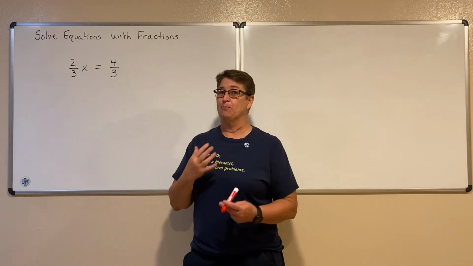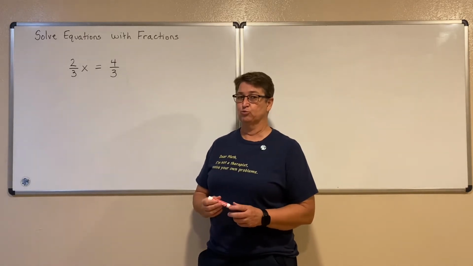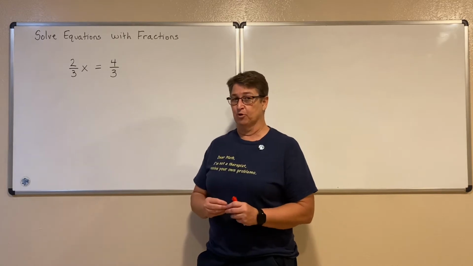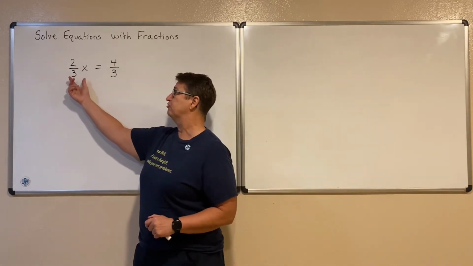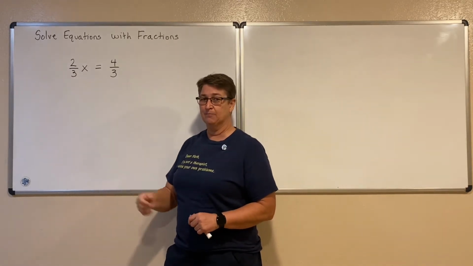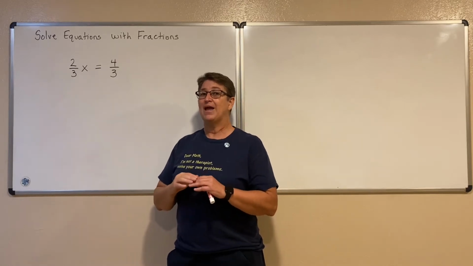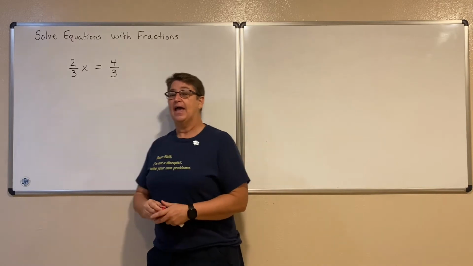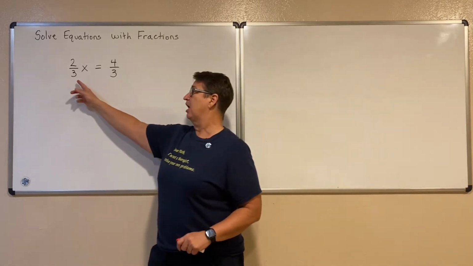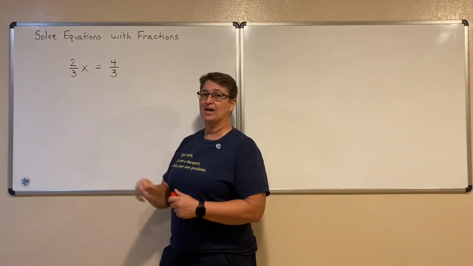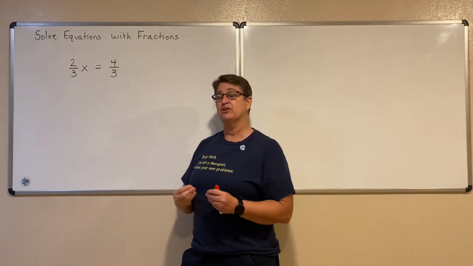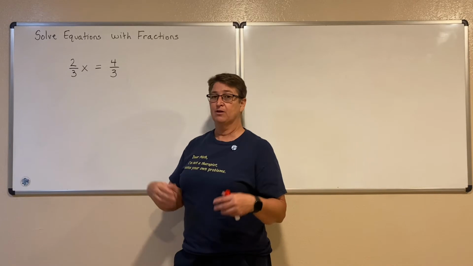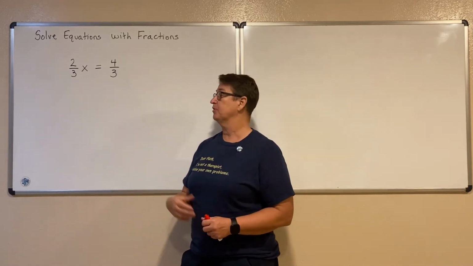My favorite method for solving equations with fractions is to find a number to multiply both sides of my equation by that will make the fractions go away. And if we find the least common denominator of our fractions, that's going to be the number that we can multiply both sides of my equation by that's going to make that happen.